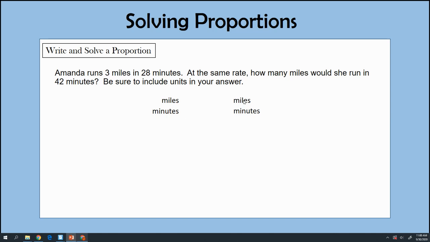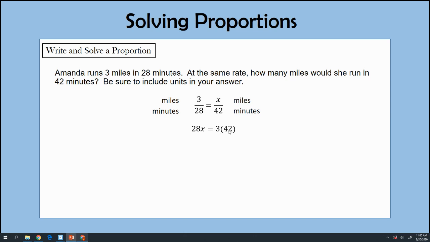And then our second ratio, because we want to write a proportion, so we want to write two ratios equal to each other, also has to be miles to minutes. So we know she can run 3 miles in 28 minutes. So the question is, how many miles, x, can she run in 42 minutes? So miles to minutes, miles to minutes. My unknown is this x. I'm trying to find the value of x that makes the ratio of this number to 42 the same as 3 to 28. Okay, cross products.